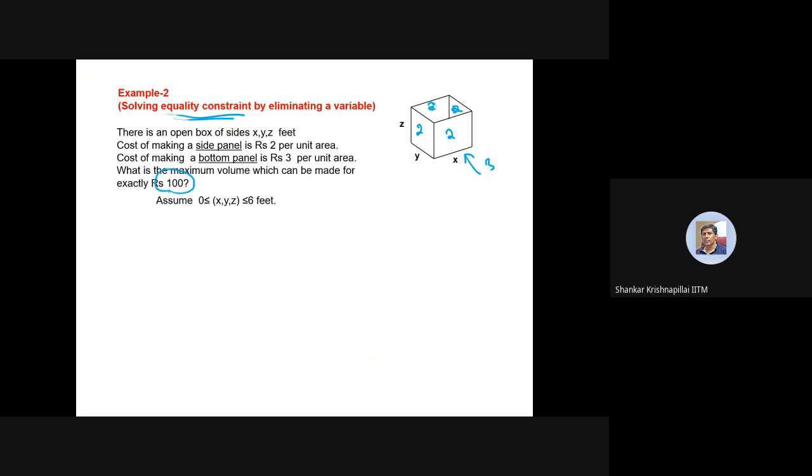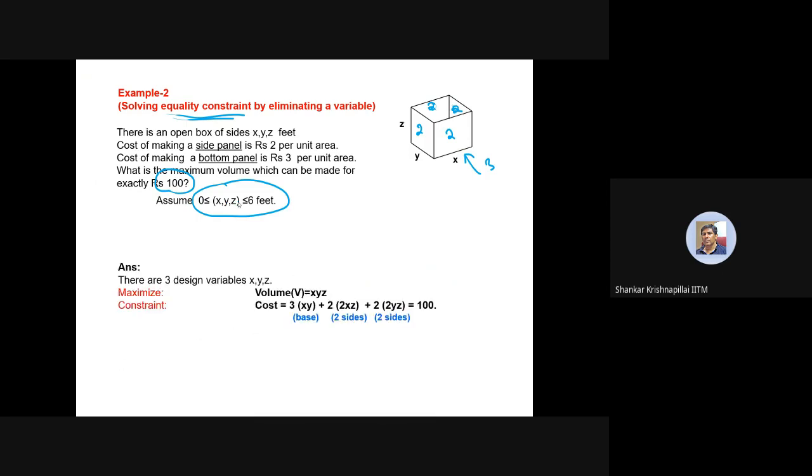So it is an equality constraint. The money you can spend is exactly ₹100, not more than ₹100 or less than ₹100. x, y, z are allowed to vary between 0 to 6 feet. First of all, the volume of the box is xyz. That is easy to know.